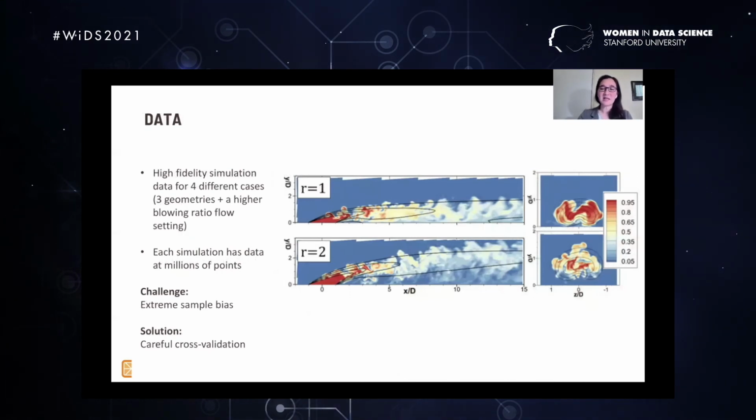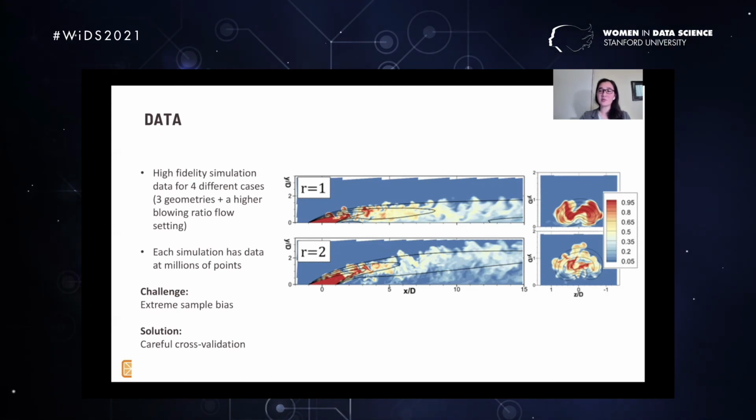Okay, the data in this case were challenging because we had 4 different high fidelity simulation data sets for 3 different geometries plus a different flow setting. Each of those simulations had millions of different data points, but it was extremely sample biased because points that are near each other in the same simulation are going to be extremely correlated, but very different from that same point in a different simulation. So you've got this extreme case of data clustering.